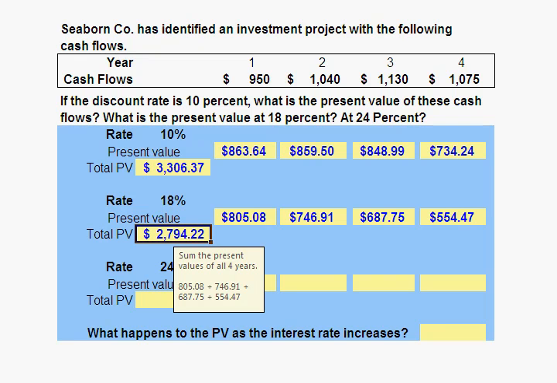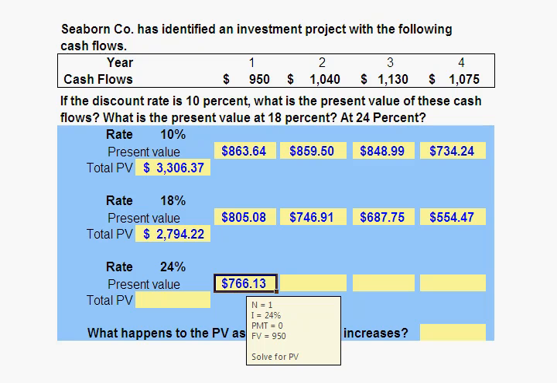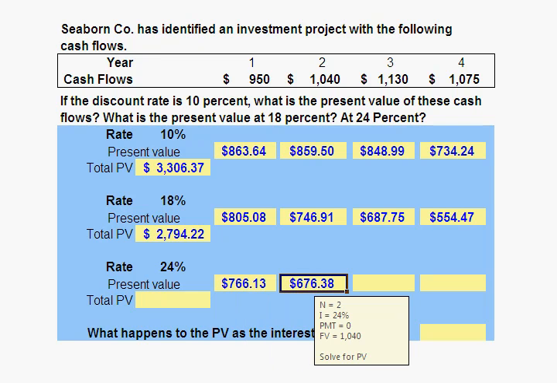At a 24% interest rate, again, we repeat the same steps. The $950 is entered as the future value. We discount it back for 1 period, but now use a 24% interest rate. And once again, we find as the interest rate goes up, the present value decreases. The present value is $766.13. The year 2 cash flow of $1,040 is discounted back for 2 periods for a present value of $676.38.